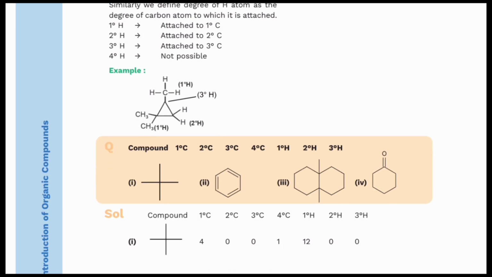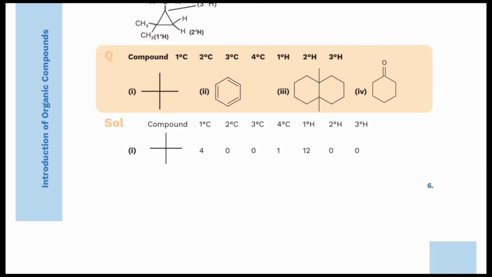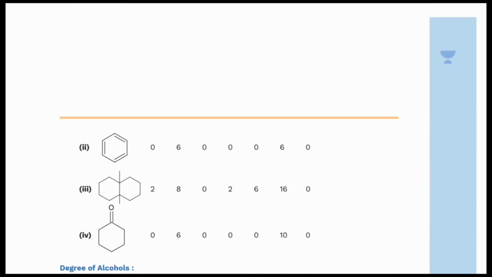Okay, find this in compounds: how many primary carbons, secondary carbons, tertiary and quaternary carbons there are, and also find the primary, secondary and tertiary hydrogens in the compounds. Okay, answers are given below, you can check.